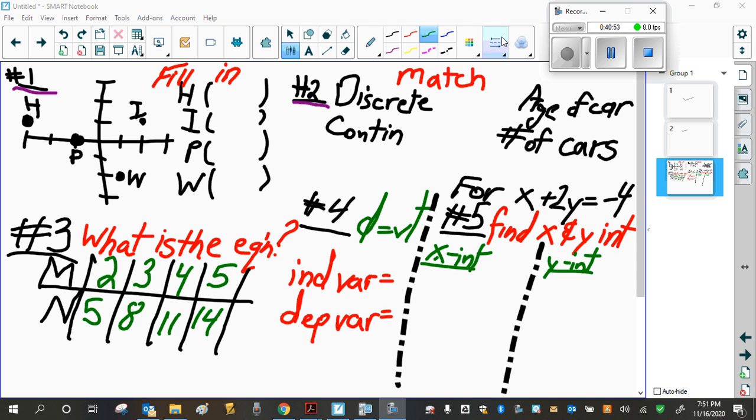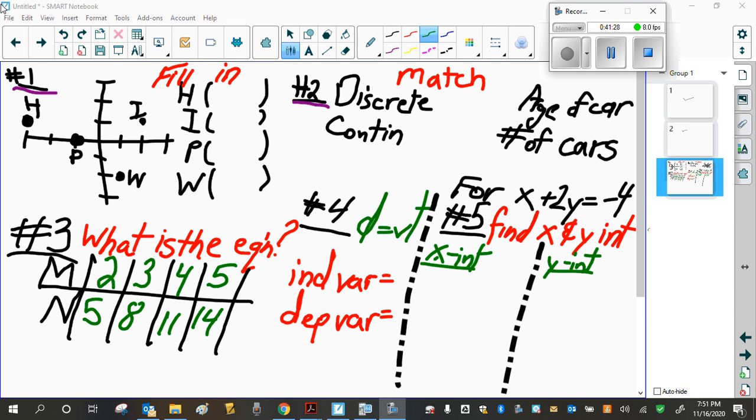Doggone it, that's not going to work. Let me change this to D equals 12T. That's what I want to put. D equals 12T. Where did the tablet pen go? Okay, so number 4 is D equals 12T.